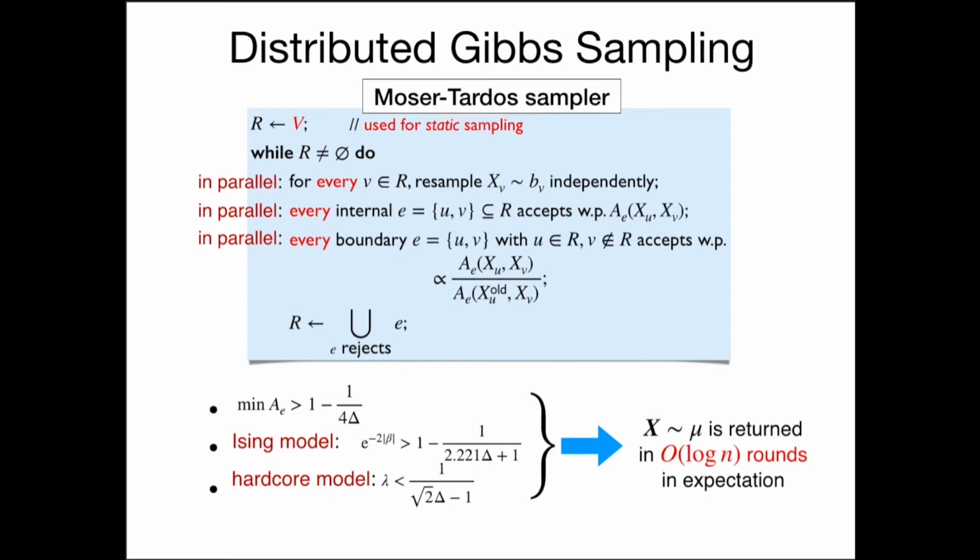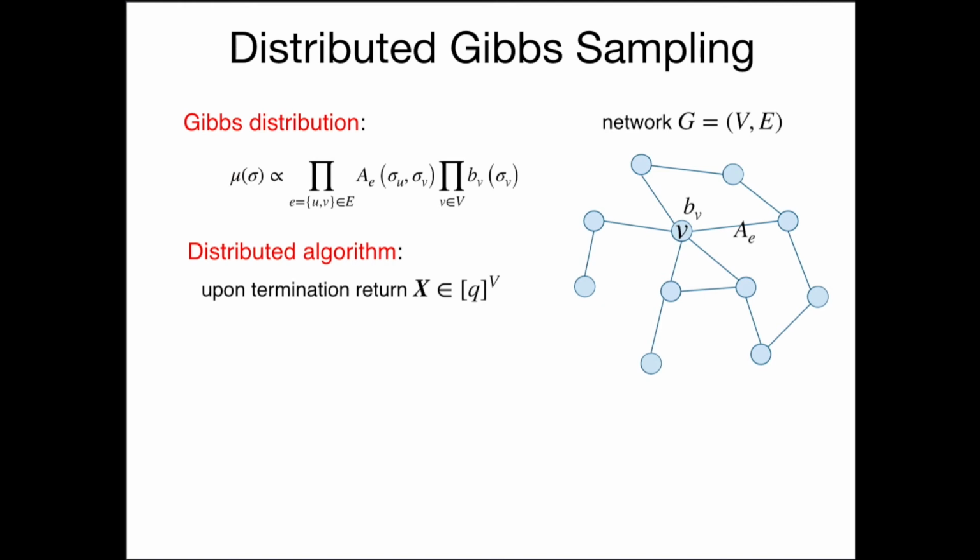So how good is this log n round complexity? And can we do better in complexity or in regimes? Now, formally, for the distributed sampling problem, we assume that the underlying graph of the graphical model is also the network for the distributed algorithm. And we assume a standard message passing model.